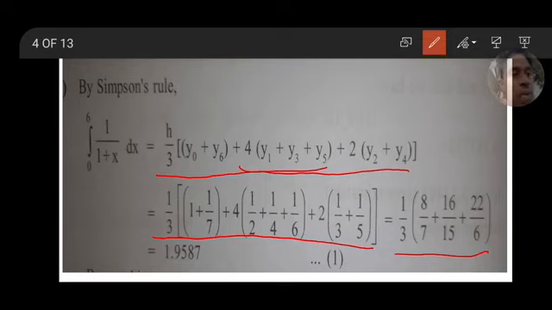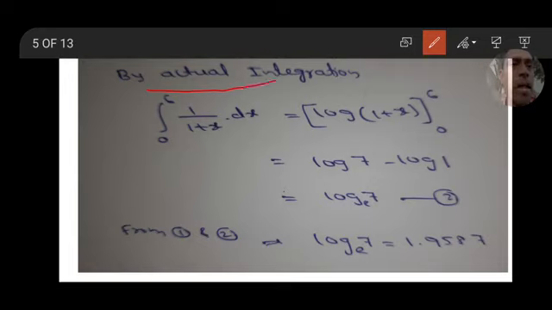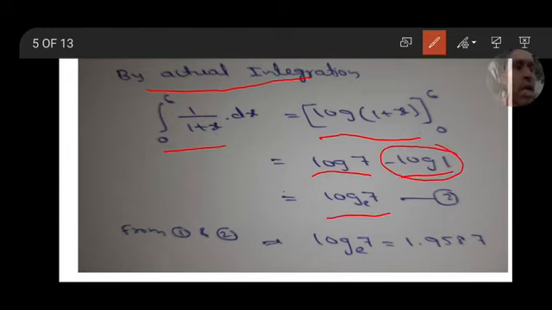After simplification using a calculator, we get 1.9587. 1.9587 is the answer, take this as equation 1. But in the question we have to find the log 7 value. So by actual integration, what is the integral from 0 to 6 of 1 by 1 plus x dx? Its value is log of 1 plus x from 0 to 6. If you substitute the upper limit 6 we get log 7, and the lower limit 0 gives 1 plus 0, which is log 1. Log 1 value is 0, so we get only log 7.